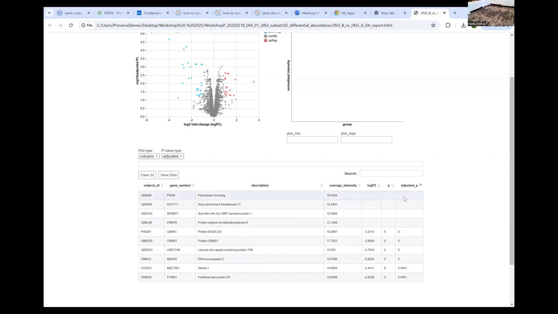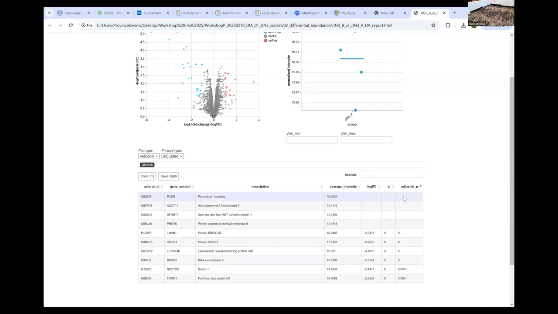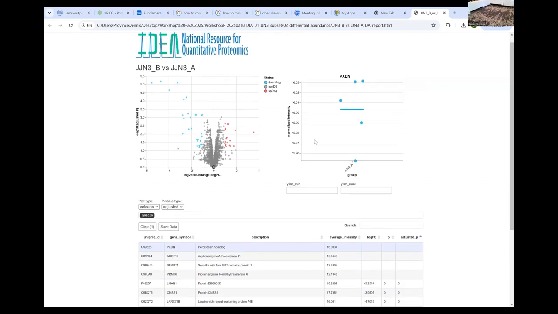This is the one I was talking about: when you look at this one with the adjusted p-value and it doesn't have a value at all, it's because this is the presence-absence thing. So we don't even have any of the protein measured in the other group, but we have it measured all 5 times in that group.